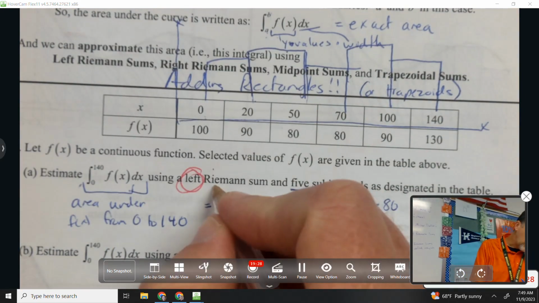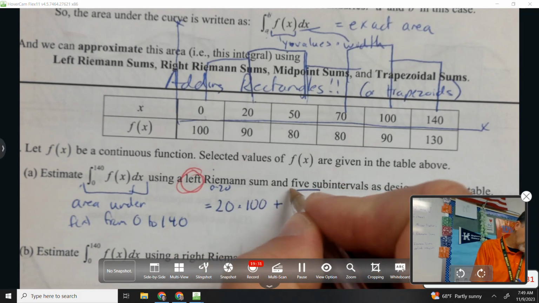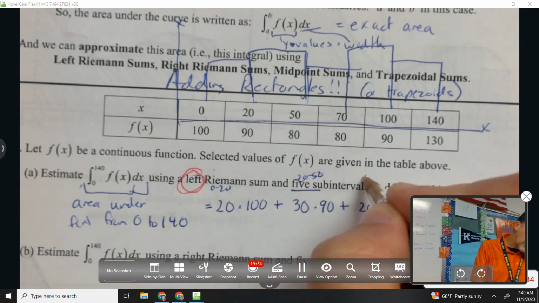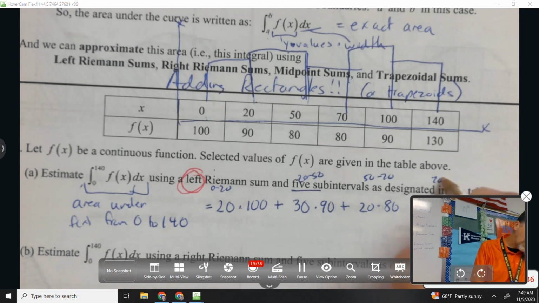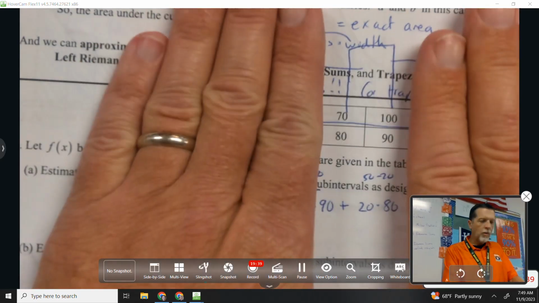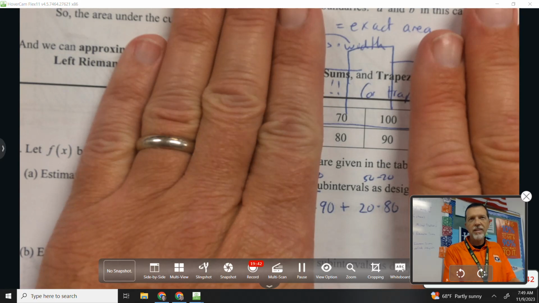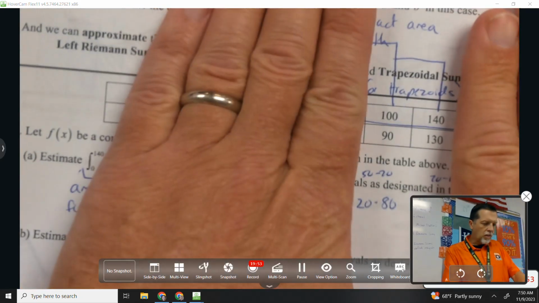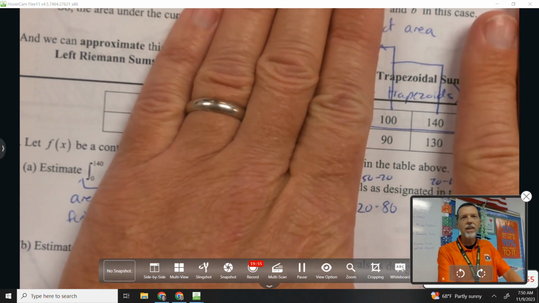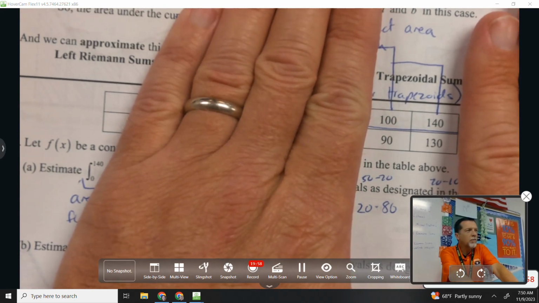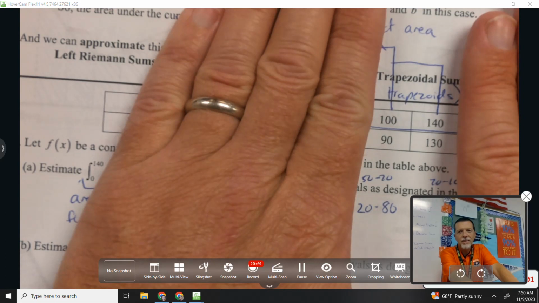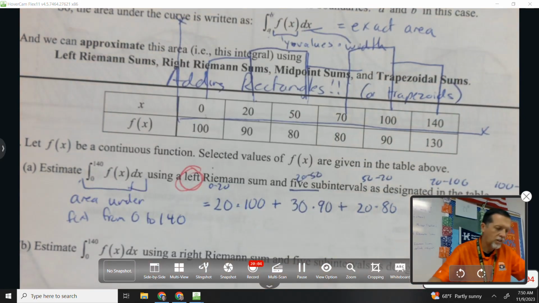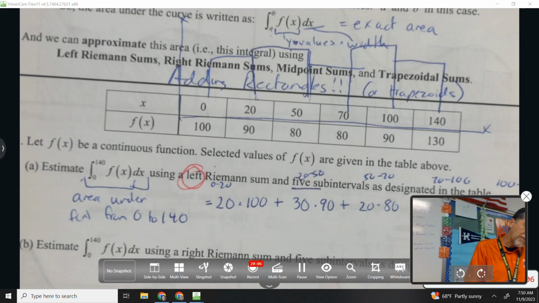So 0 to 20, 20 to 50, 50 to 70, 70 to 100. How wide is it from 70 to 100? 30. Which height should I use? The 80, because that's the one on the left. And then 100 to 140, how wide is that rectangle? 40, and which height should I use? 90, because it's the one on the left.